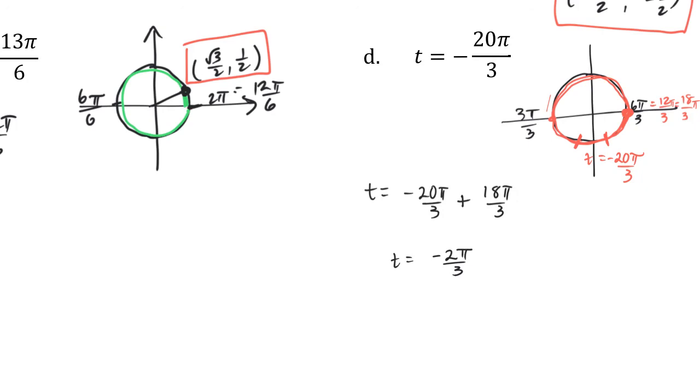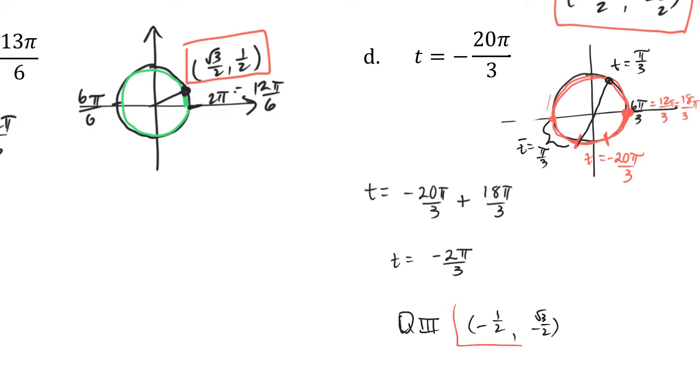Okay, reference angle. That is this section right in here, and that is pi over 3. And that one we just did as well. So that's related to a t of a positive pi over 3, but we're in quadrant 3. So I know my x and my y need to be negative, and that gets us to a terminal point of 1/2 and root 3 over 2.